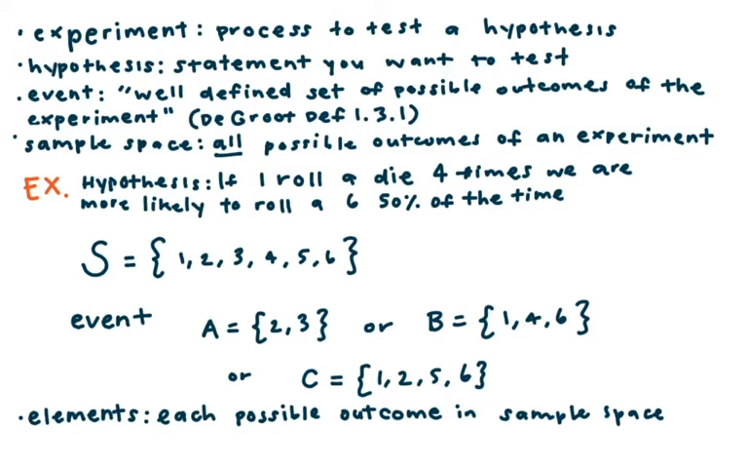So in our example, our hypothesis is, if I roll a die 4 times, we are more likely to roll a 6 50% of the time. So basically my hypothesis is what I'm predicting will happen. That's something that I want to test. So in order to test this hypothesis, I have to conduct an experiment.